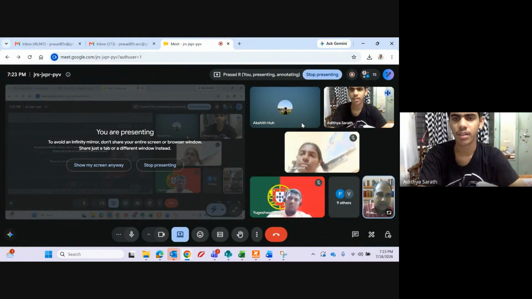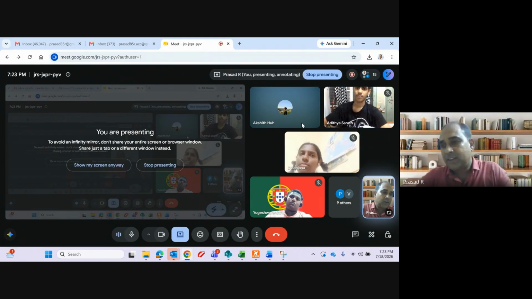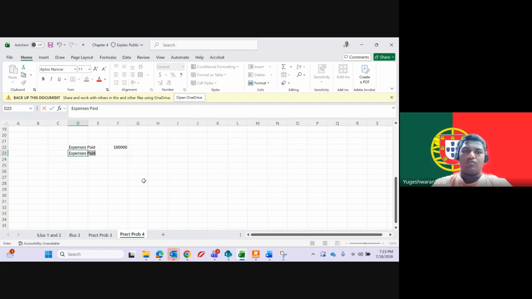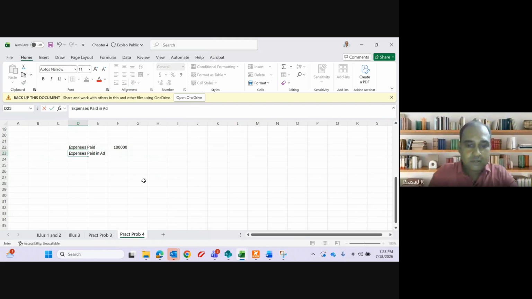If it is in next year, no, sir. That is what is meant by advance, right? Expenses paid in advance means it is related to next year. So in accrual basis, it will not be included, but in cash basis, it will be. Okay, so I will put here accrual basis, and here cash basis. This 1,80,000 will come in cash basis also, in accrual basis also.